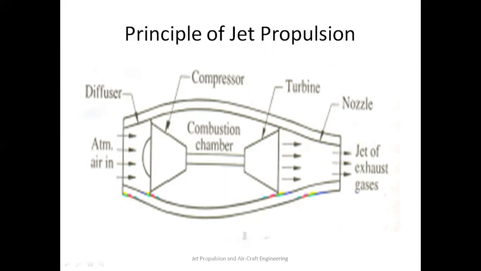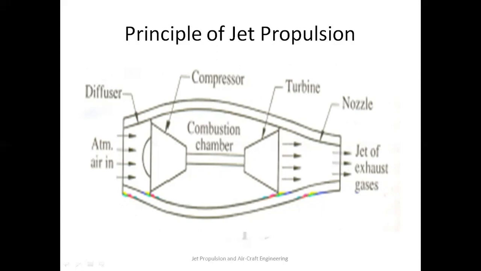Afterward, this high pressure air enters the combustion chamber where fuel is supplied, and with the help of a proper ignition system, the mixture of air and fuel is ignited inside the combustion chamber. Because of the combustion, high temperature and high pressure flue gases are generated. Now these gases are partially expanded in the turbine. Here we have to understand that the function of the turbine is only to run the compressor and other auxiliary devices.